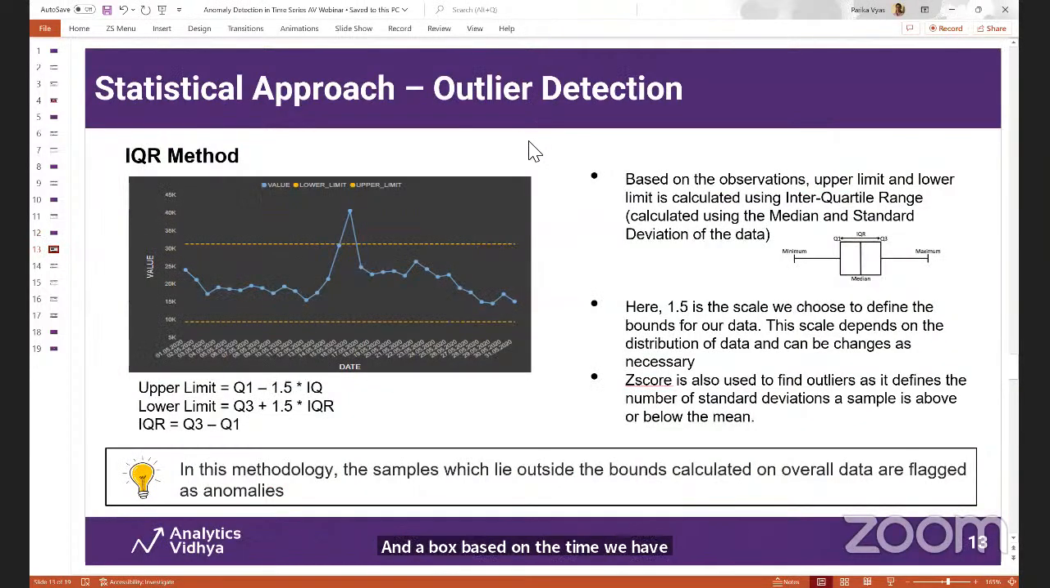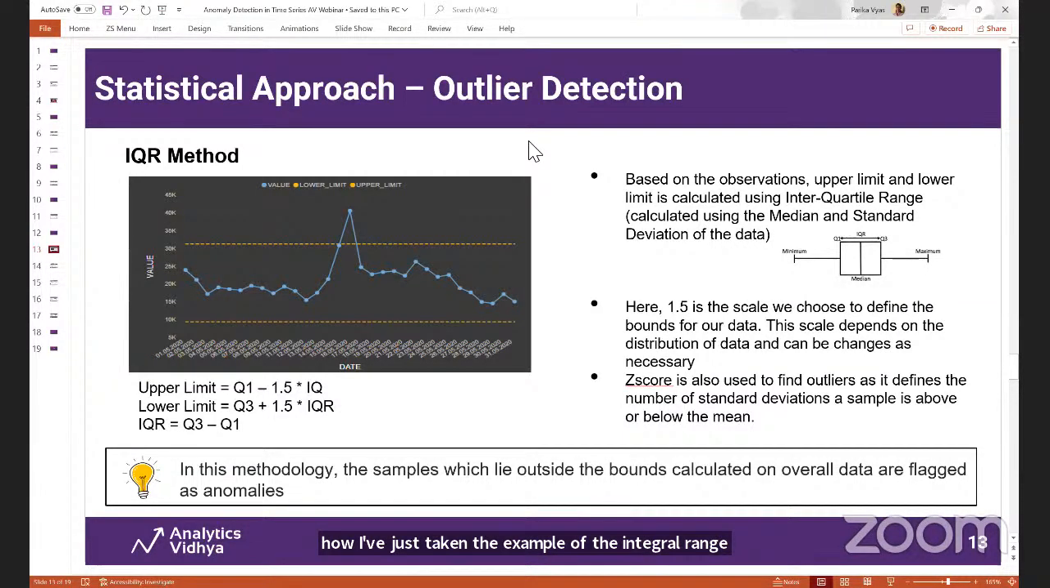All right. So starting with the first technique for anomaly detection, we start with the statistical approach, or the probability-based approach, where we are trying to find the outliers, right? So how do we find these outliers? There are a lot of probability-based approaches, and here I've just taken the example of the interquartile range.